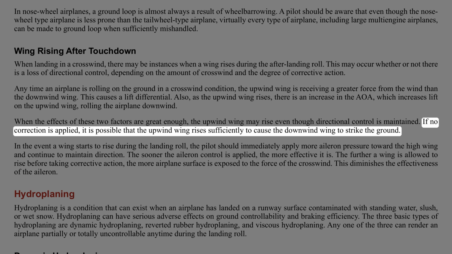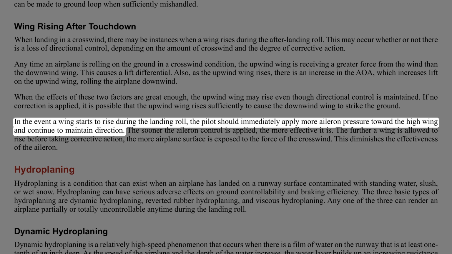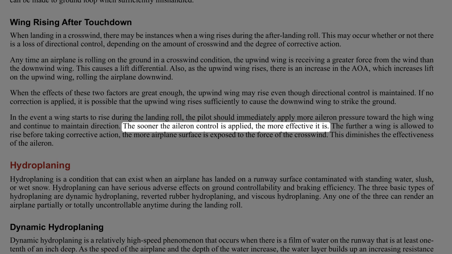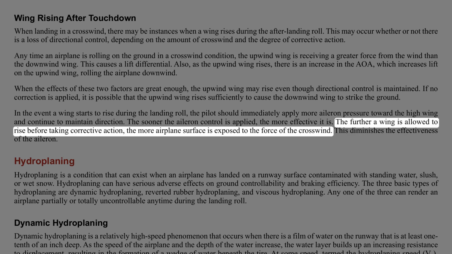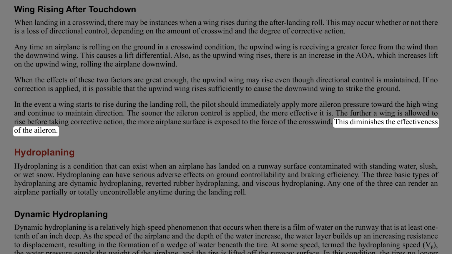If no correction is applied, it is possible that the upwind wing rises sufficiently to cause the downwind wing to strike the ground. In the event a wing starts to rise during the landing roll, the pilot should immediately apply more aileron pressure toward the high wing and continue to maintain direction. The sooner the aileron control is applied, the more effective it is. The further a wing is allowed to rise before taking corrective action, the more airplane surface is exposed to the force of the crosswind. This diminishes the effectiveness of the aileron.